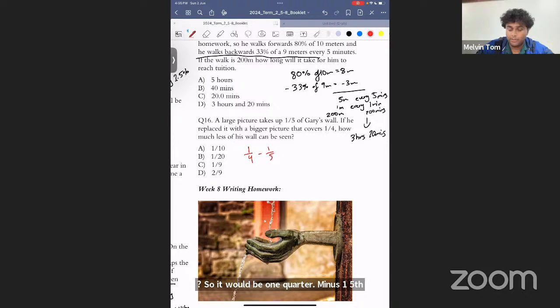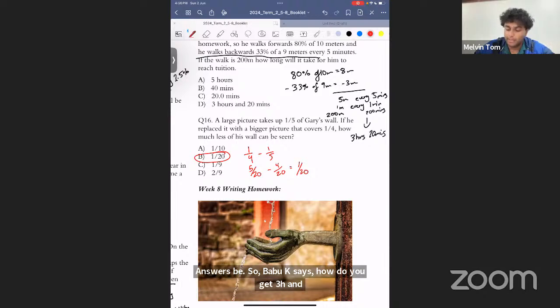The lowest common multiple for both of them is 20. So 1/4 becomes 5 over 20. And 1/5 becomes 4 over 20. And it gives you 1 over 20. The answer is B. So Babu K says, how do you get 3 hours and 20 minutes?